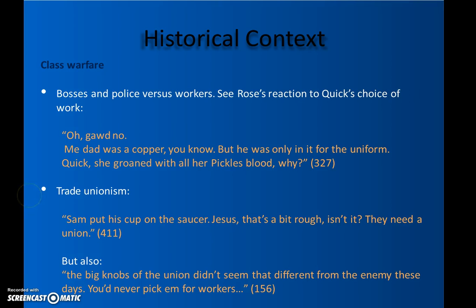We also see, in terms of the bosses and the police versus the workers, Rose's reaction to Quick's choice of work. Whether or not you've got up to this, when Quick decides to become a police officer, Rose is a bit cautious, and this is to do with her prejudice against policemen, really, because it was kind of a working class job.